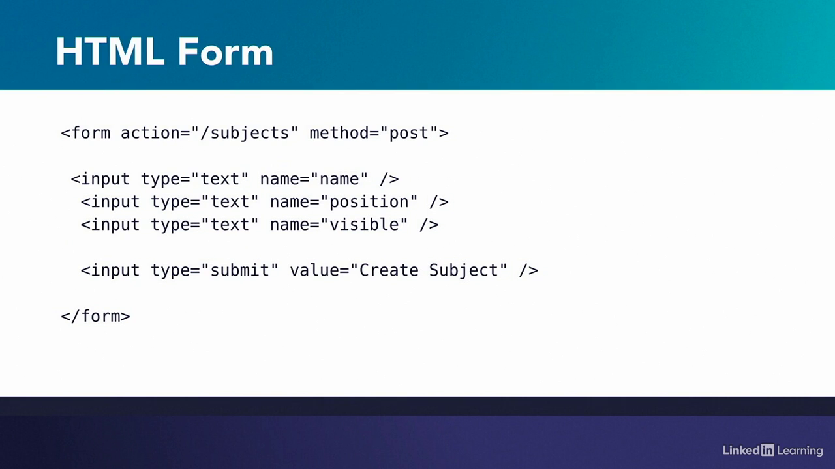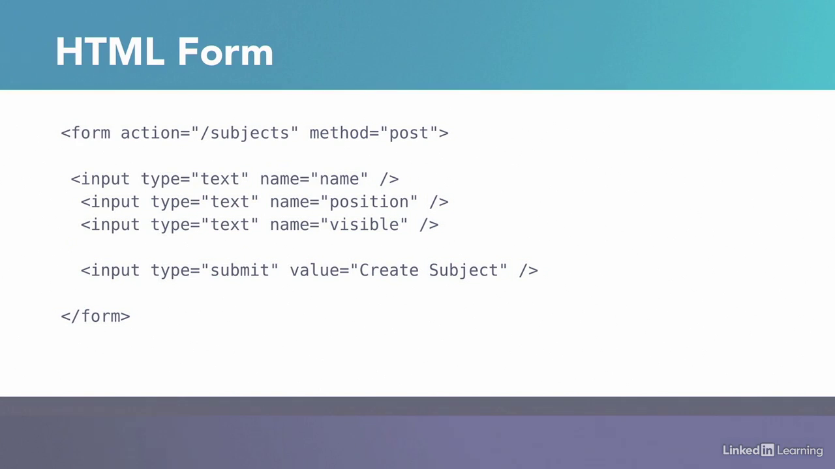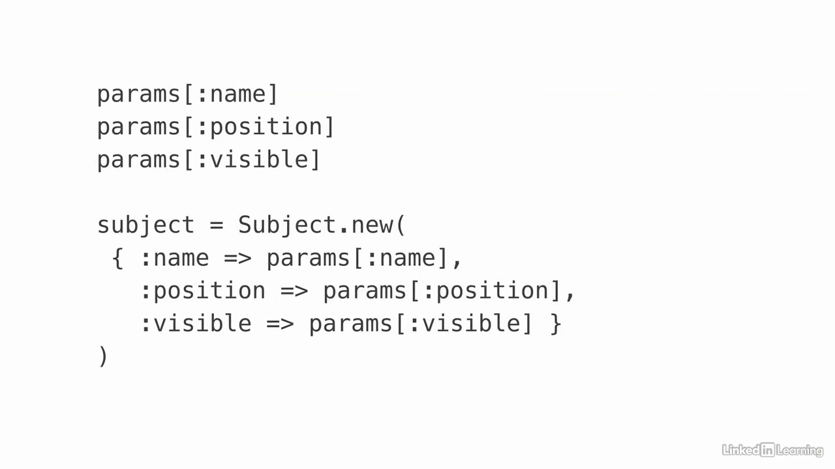Our routing will direct a POST request to that URL, to the subject's controller, and to the create action. The POST parameters in the controller are going to be accessed in the same way that we access GET parameters, like we did ID in the last movie. We just say params and then the key we want. Here I'm getting name, position, and visible.